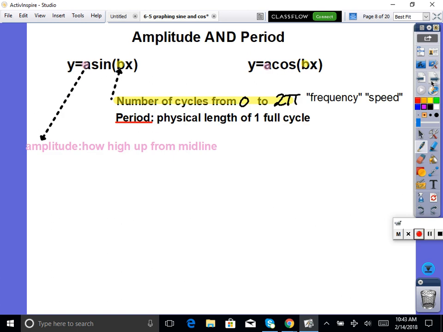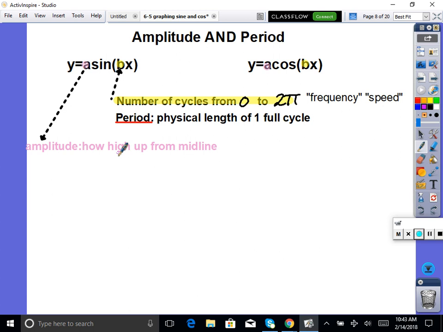Okay, here we go. You're learning a new thing. Now we're going to have amplitude and period. So period, we've got to talk about this. A is our amplitude. That's how high up or down from the midline. Now B is not the period. B is not the period. So many people say B is period. B is the number of cycles from 0 to 2 pi.